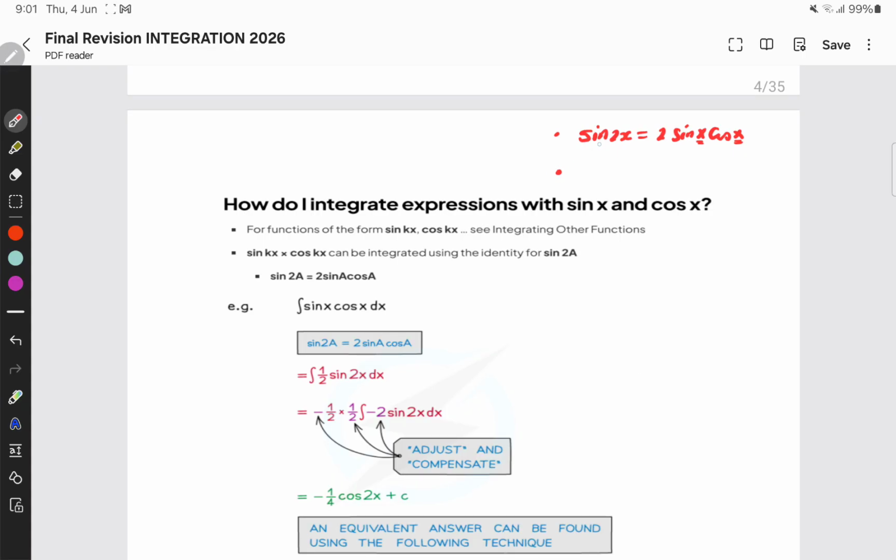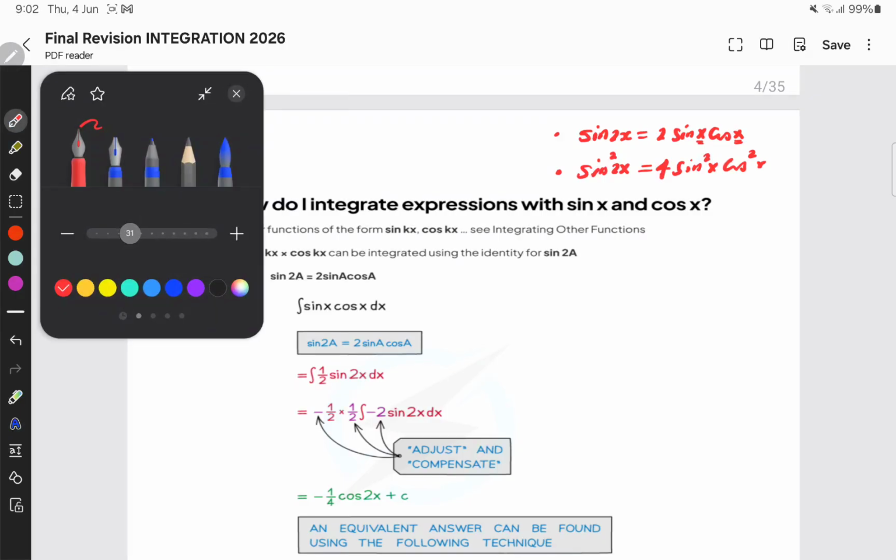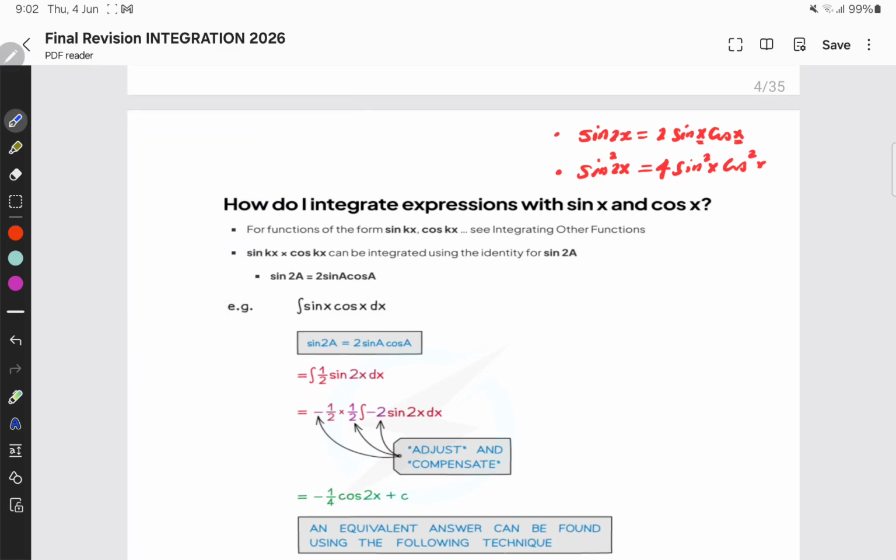So what happens if we square that? As you know, sine squared 2x, all of these are factors, and the power is distributed to all factors, so it will be 4 times sine squared x times cosine squared x. So always when we see sine times cosine with the same angle, we need to change it using the double angle to get a basic rule.